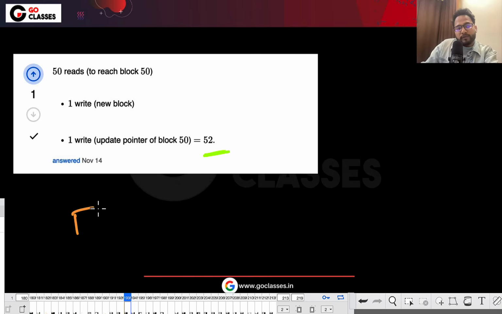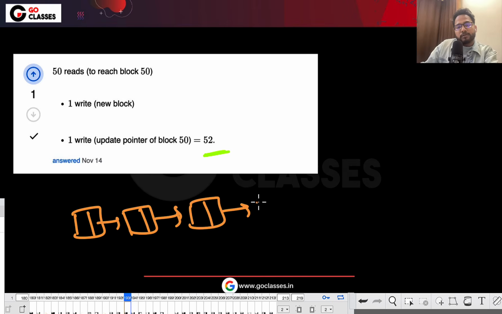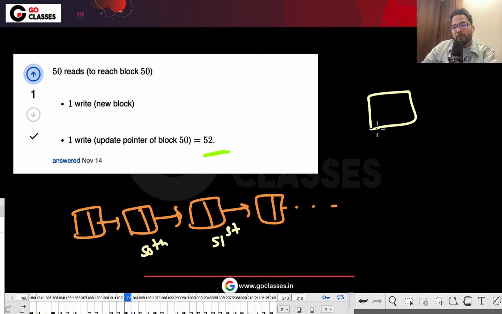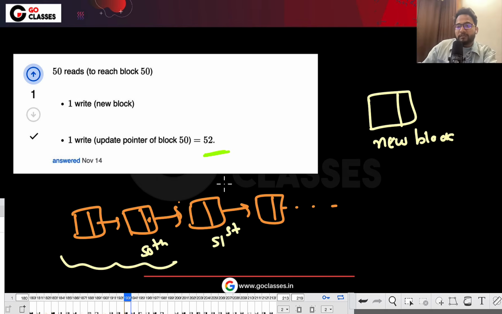Okay, see, let me just tell you what they are saying. If this is linked allocation, suppose you want to insert between the 50th and the 51st. The first thing is that you have to read this pointer, right? So step 1 is that this is your new block. Here this pointer should be pointing to this, right? So you should know this address, only then can you update this here. So you have to traverse these 50 blocks.